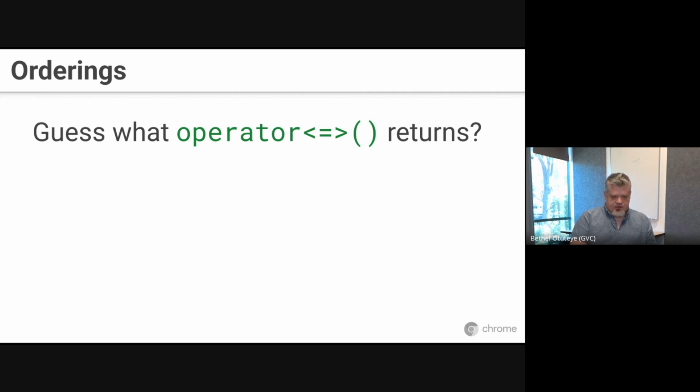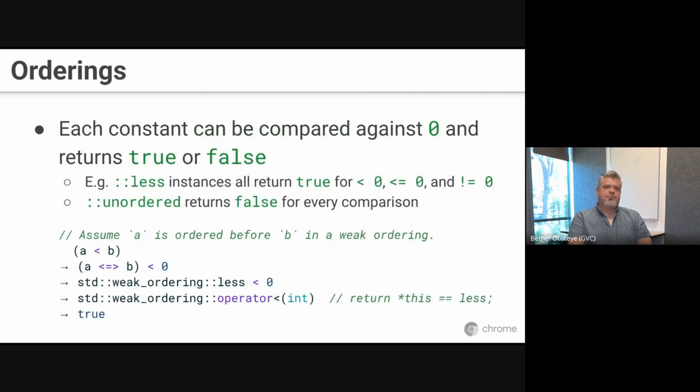So it doesn't return int, as I mentioned before. It returns something like weak ordering::less, or partial ordering::unordered. And then those types provide overloads for all the different comparisons of those instances against 0 that return true and false in all of the right different cases. So like less instances will all return true when you compare them as less than 0 or less than equal to 0 or not equal to 0.